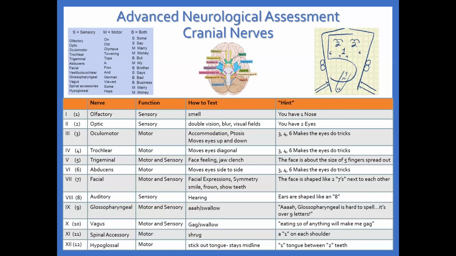Yes. To notice sensory and motor too in there, or just the how? If you know how to test them, you know if they're sensory or motor. If you're doing a motor skill, it's a motor. If you're doing a sensory test, it's a sensory. So no, I'm not going to have you differentiate whether it's sensory or motor. I don't need you to know the names of them.